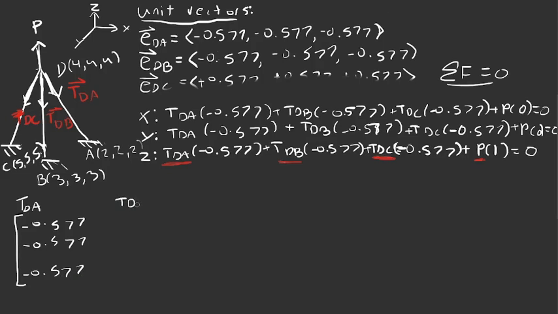So T, D, B, and yeah, they're just all going to be the same. I really shouldn't have done that. And then we have T, D, C, and then one of these should be positive. Okay, that's how we can tell the difference. So these are going to be positive 0.577.